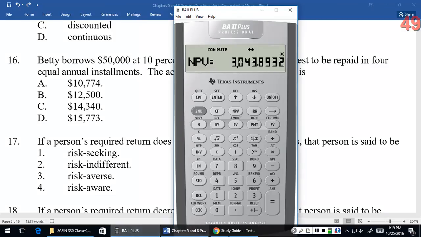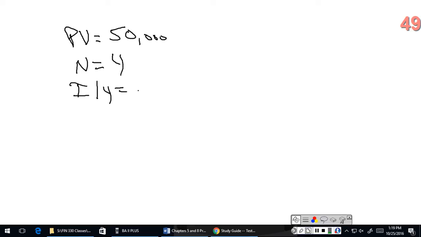We need our, so let me go here first. For this one, we need our present value, which is how much we're borrowing, 50,000. We're going to pay back in 4 annual payments, so we leave our calculator set to 1 payment per year. And the interest rate, seems like we have a lot of 10% interest rates in this, but 10%.